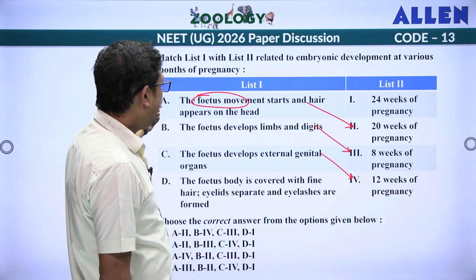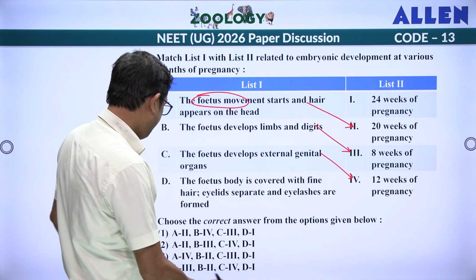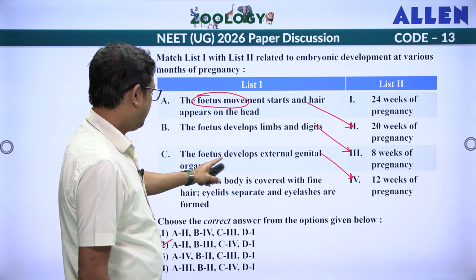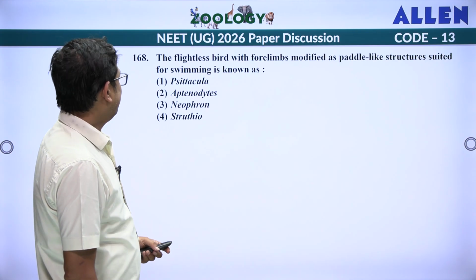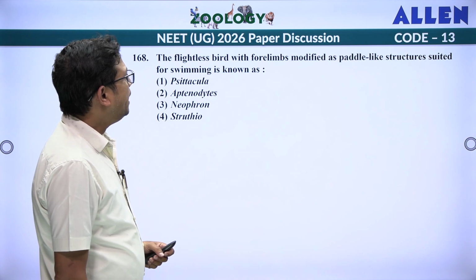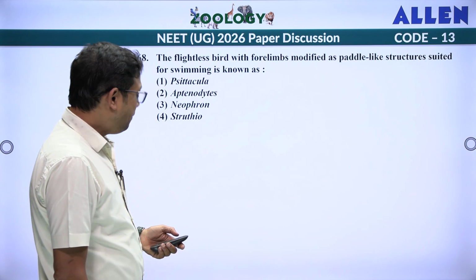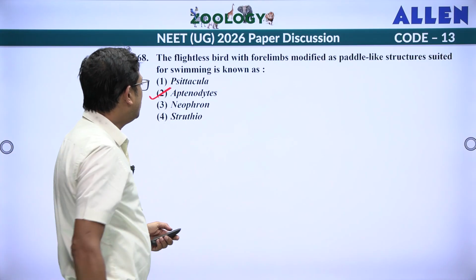So let us check A to B3. Only one option says C is 4 and D is 1. So answer is 2 here. Next, the flightless birds with forelimbs modified as paddle-like structure suited for swimming. It is talking about penguin. So penguin scientific name is Aptenodytes.